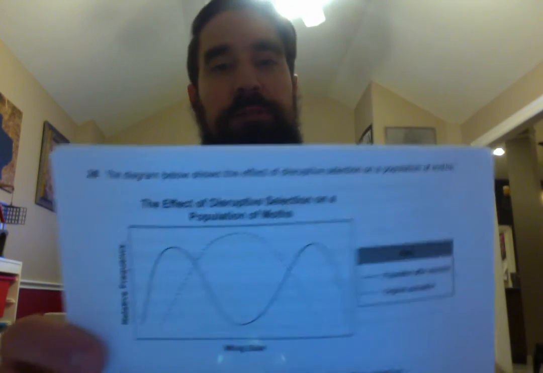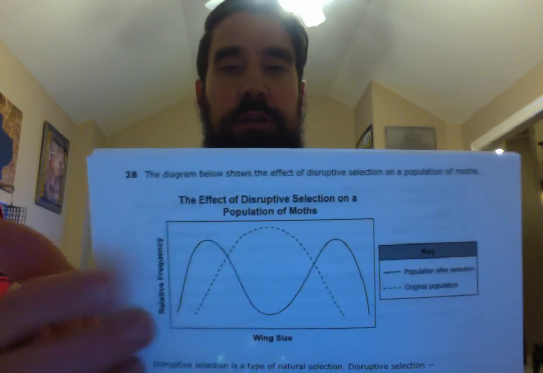Here's a good one. Disruptive selection. What is the result of disruptive selection? It's going to produce two or more groups that have different traits. So like the graph shows, after disruptive selection occurs, you have these two groups.